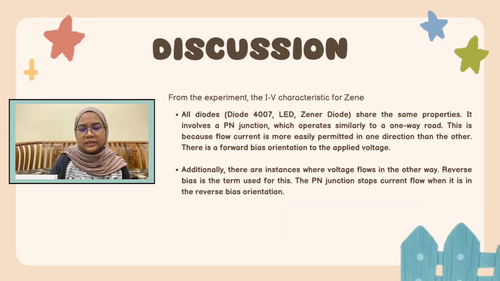Okay, for the discussion, what we can get from this experiment is that all diodes, like diode 1N4007, LED, and Zener diode, share the same properties. It involves a p-n junction which operates similarly to a one-way road. This is because current flow is more easily permitted in one direction than the other.